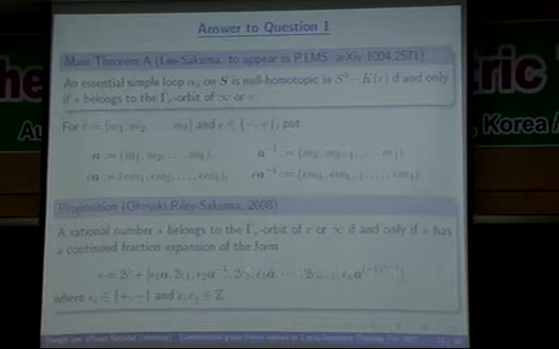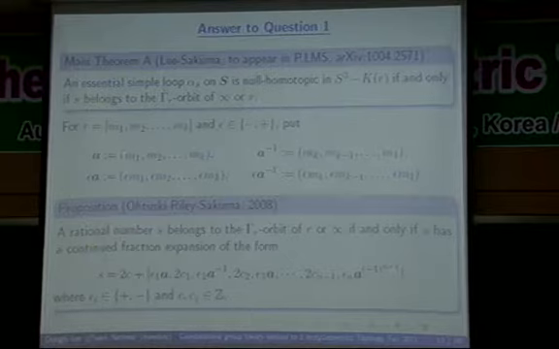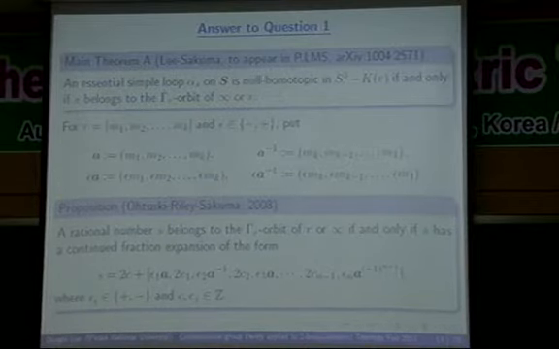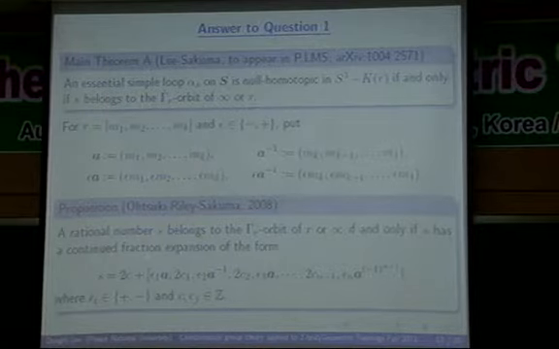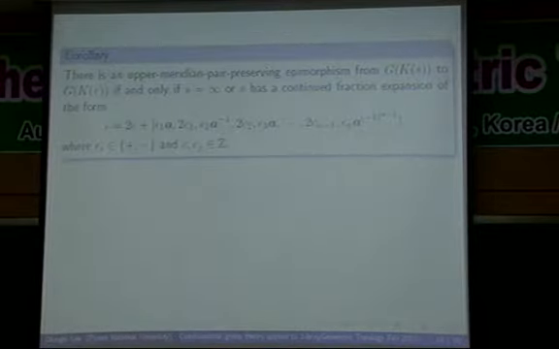So if you combine these two, we can say that an essential simple arc alpha sub S is null homotopic in this link complement if and only if S equals infinity, or the rational number satisfies this continued fraction expansion. And then, as I mentioned in the introduction, you can have the following corollary. There is an upper meridian-pair-preserving epimorphism from the two-bridge link group G of K S to G of K R if and only if S equals infinity or S has the following continued fraction expansion form.